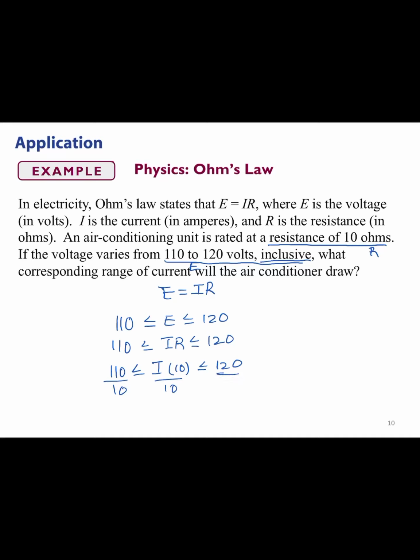So if I want to find out what current is, which is represented by I, I will divide everything by 10 to get my current. And that tells me that my current ranges from 11 to 12 amps. And there you go. That's what we have for solving inequalities this time around. We'll do more in the future.